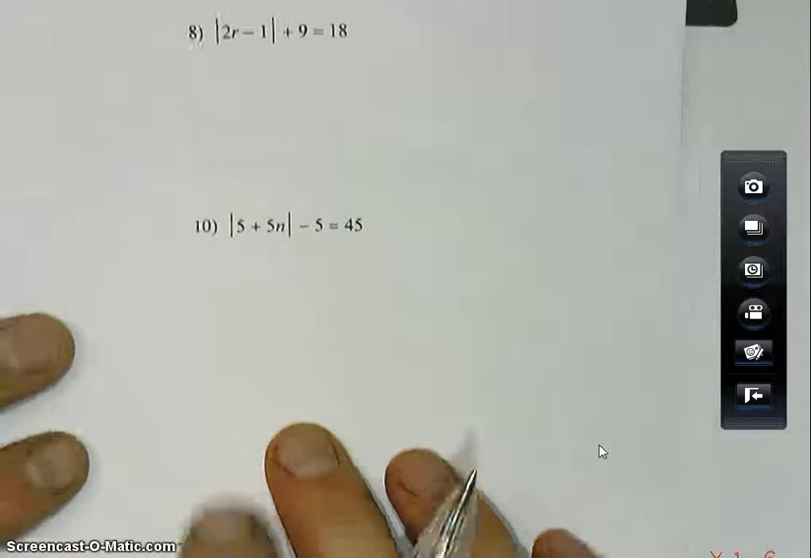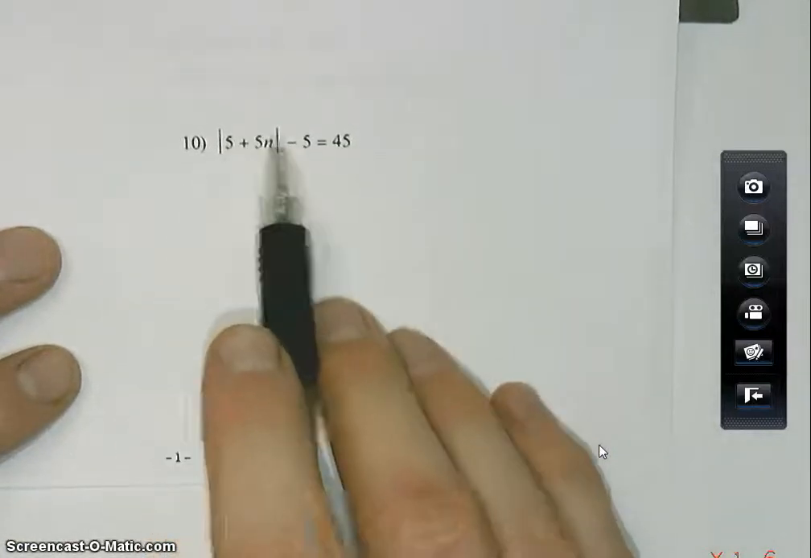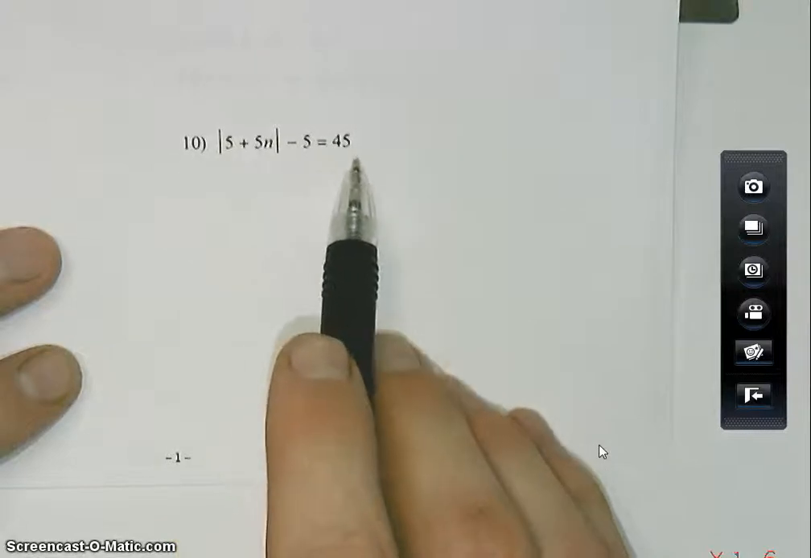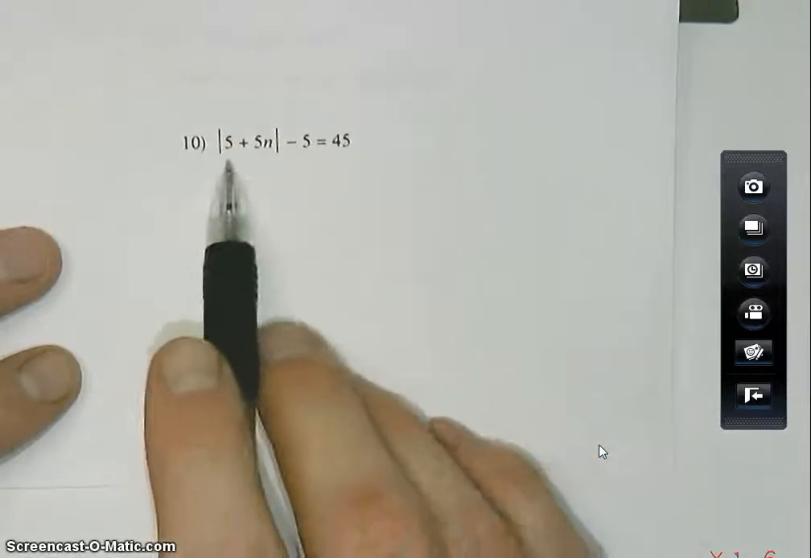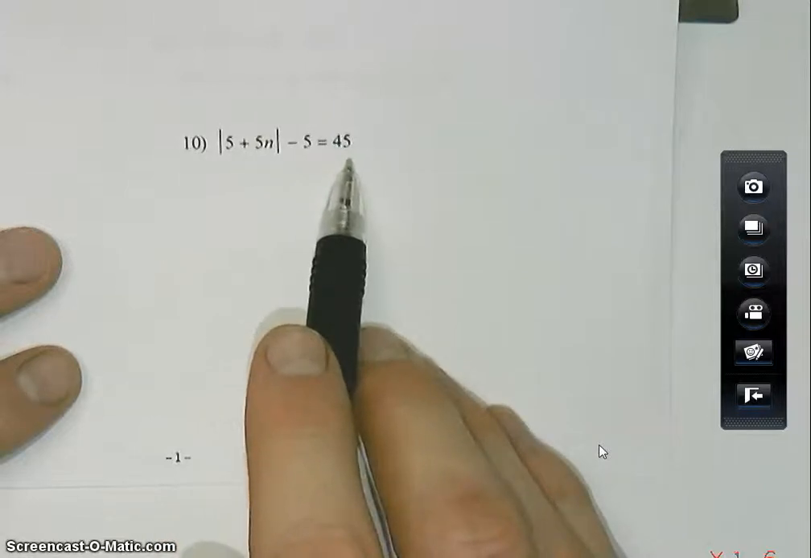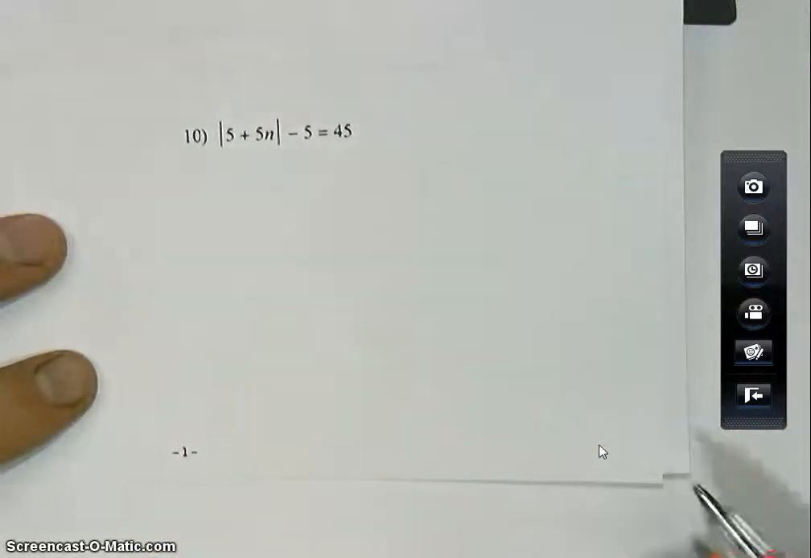For example, we're going to have ones like this. So number 10 is an example. We want to get the absolute value by itself first. So what we need to do is add 5 to both sides. So you're going to end up with 5 plus 5n, and the absolute value brackets equals 50. From that point, you can set up your two equations. 5 plus 5n equals 50, and 5 plus 5n equals negative 50, and then solve from there. Okay?